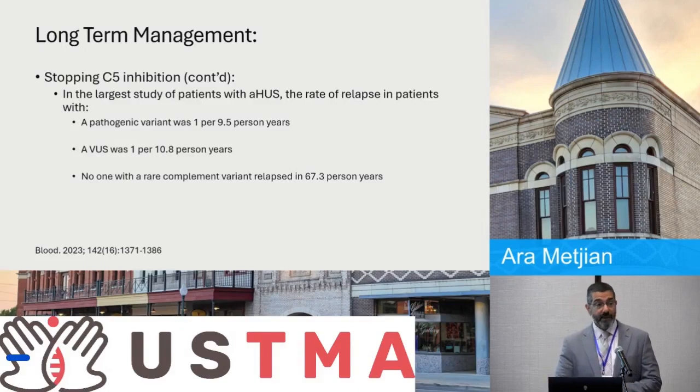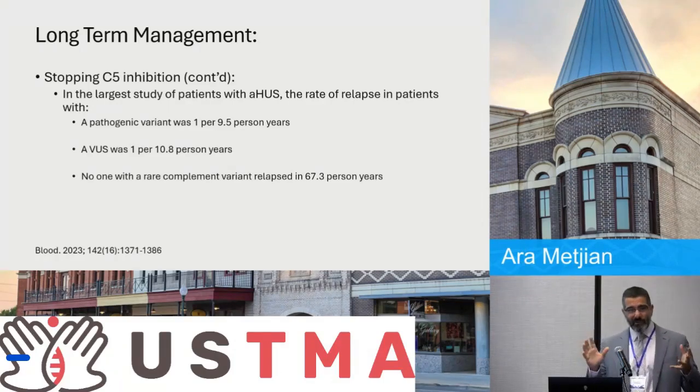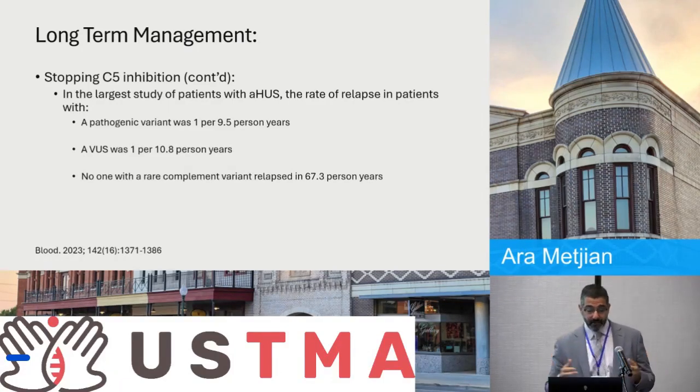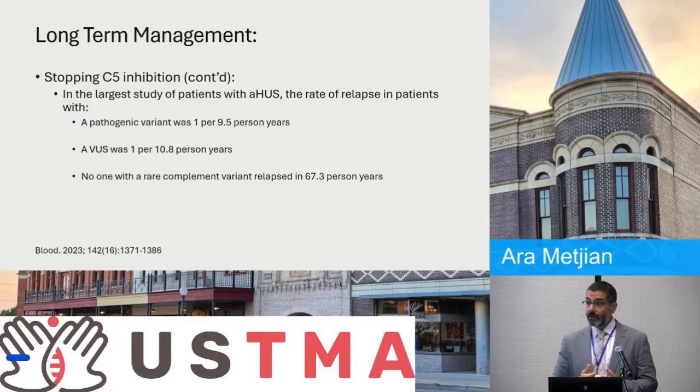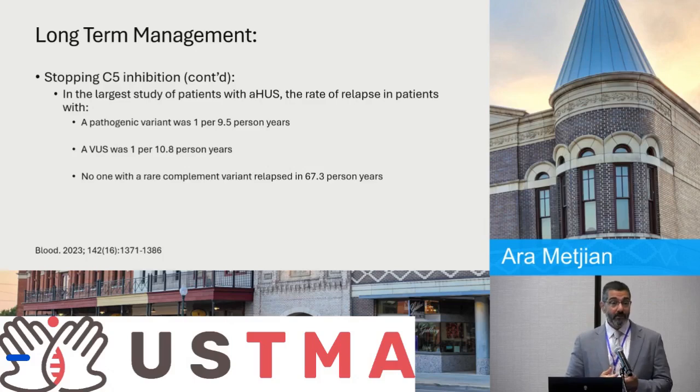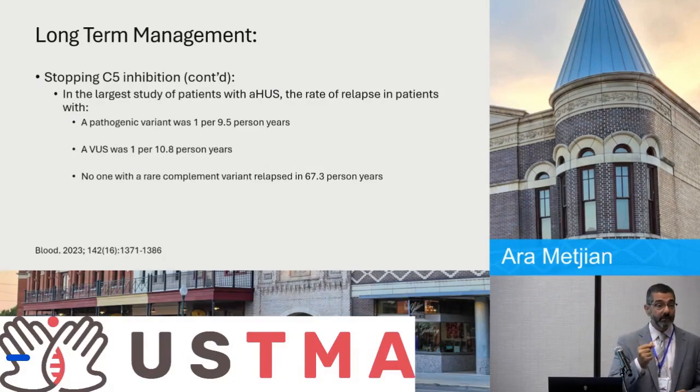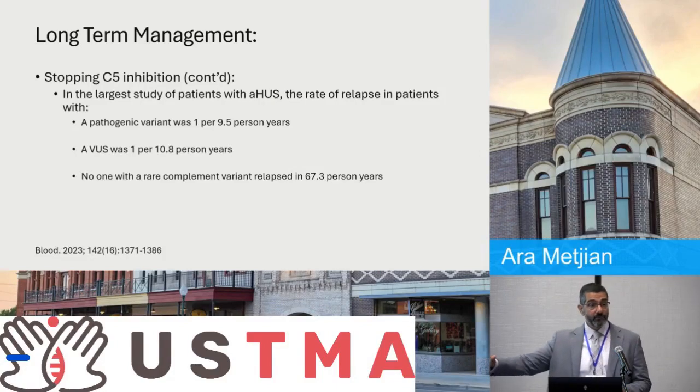If someone has a pathogenic variant, it takes 9.5 person years. If we found something and we don't know if it's bad or not, it's about 10 years, right? And no one who had a rare complement variant relapsed in 67 years. So what does this mean? We can watch. We have, in a certain sense, the luxury of time. Because many patients, it's been once bitten, twice shy. And what we know from many of these small studies is that for those patients who relapsed, when you started the complement inhibition, it stopped the process, right? And it was nowhere near as bad as the first time.